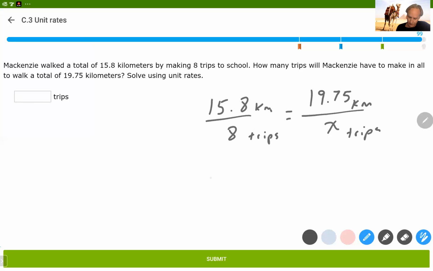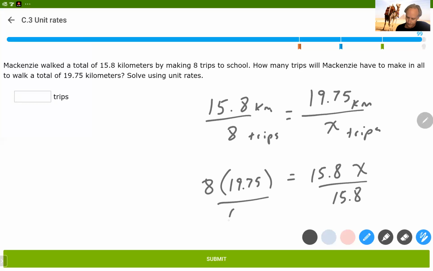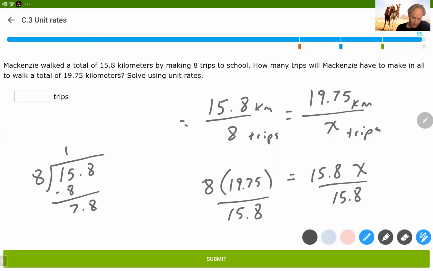8 times 19.75 is equal to 15.8 times X and divide by the 15.8. However, I'm going to go ahead and do it. 8 goes into 15.8. Let's see how many kilometers per trip we have. 8 goes into 15.8 one time, and that is 7.8. And 8 goes into 7.8 6 times, maybe. No.